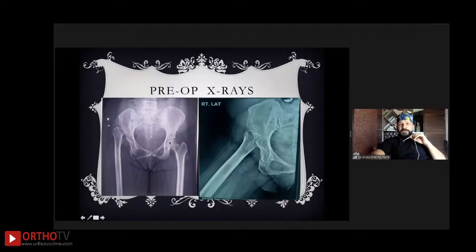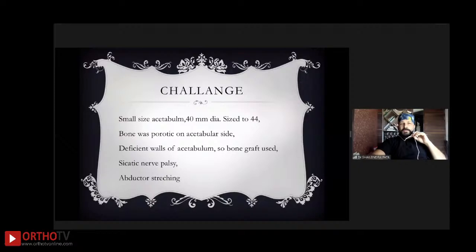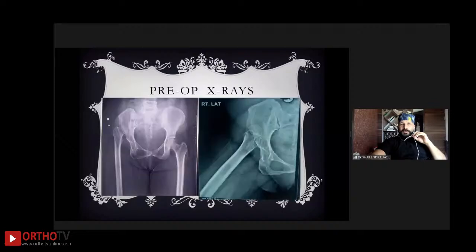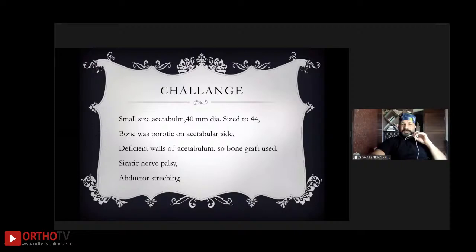I try to do some matching on the opposite side, which usually came to a 48 size of acetabulum on the opposite side. Then I planned it, after consulting with the patient, giving an option of total hip surgery, explaining the complications of sciatic nerve injury and the abductor lurch even after the surgery because of the acute stretching of the abductor muscles, and the porotic nature of the bone, especially on the acetabular side.